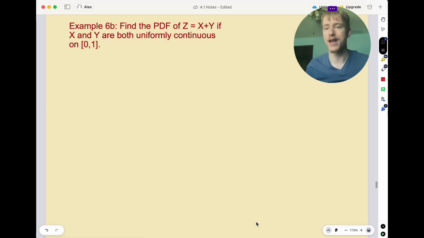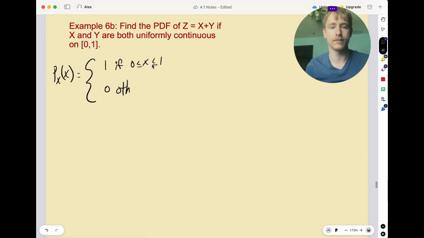All right, let's do an example where we actually compute a convolution. So we're going to find the PDF of the random variable z, which is going to be the sum of random variables x and y, where x and y are both uniformly continuous over the same interval 0 to 1. The first thing to note is we should write down the PDFs of x and y, which are pretty straightforward. They're uniform continuous, which means it's 1 over the length of the interval, which is 1. So it's going to be 1 if x is between 0 and 1, and 0 otherwise. And the PDF of y is going to be the exact same: 1 if y is between 0 and 1, and 0 otherwise.